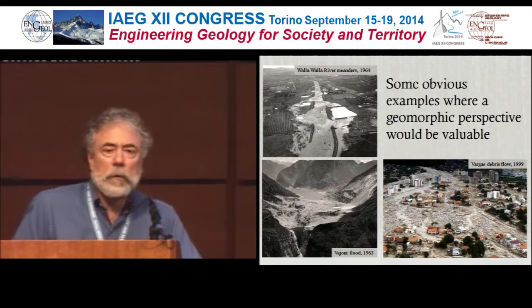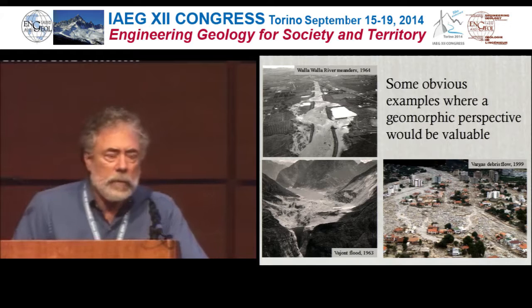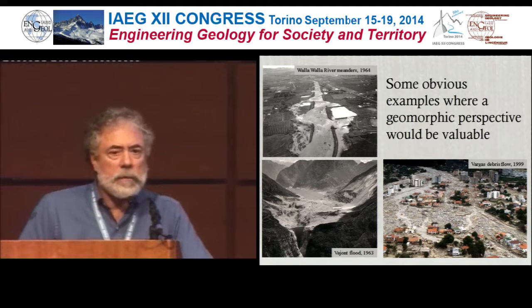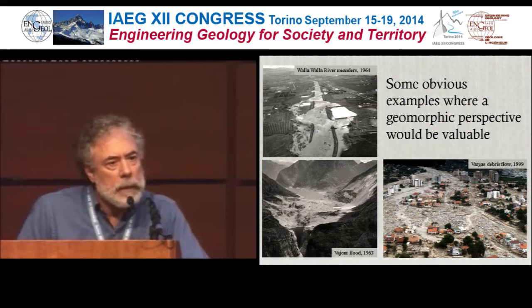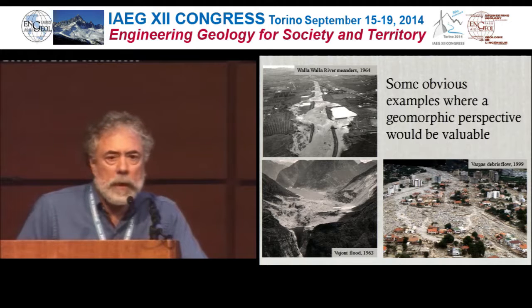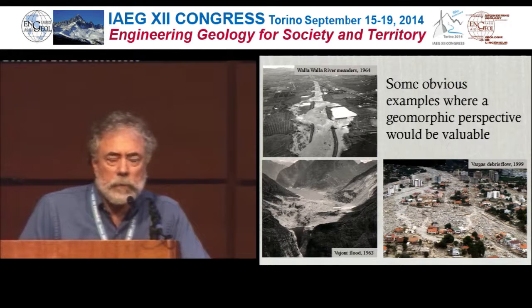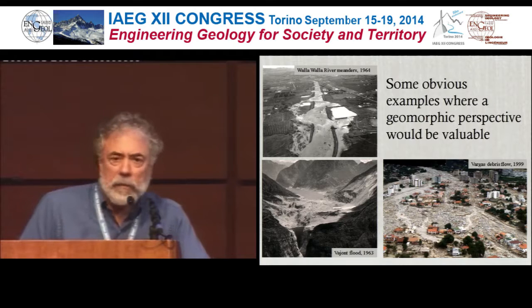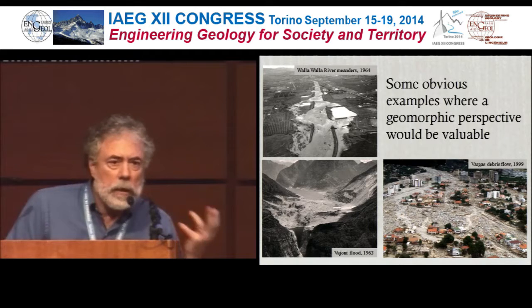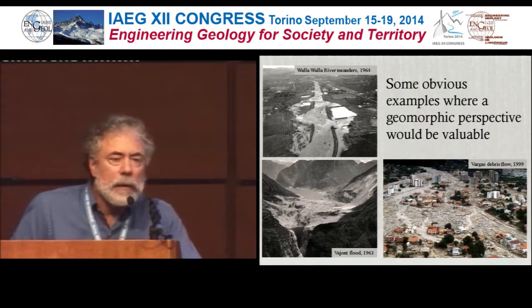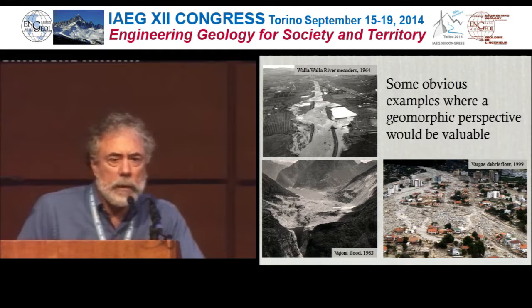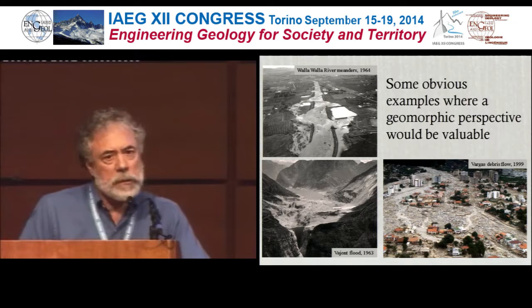A similar example comes from Vargas, Venezuela, the Vargas debris flow several decades ago, which again killed many thousands of people because the town, a very highly densely populated town, had been sited on an alluvial fan and was therefore subject to being inundated by debris flows. So these are obvious examples where understanding the landscape is clearly an important component of managing river systems and their various pieces. But there are some less obvious examples as well.